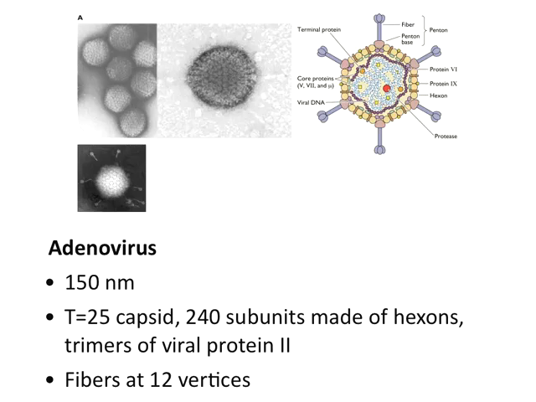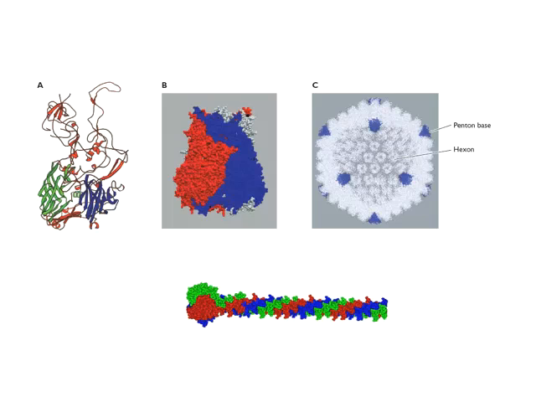So these are very large particles now, 150 nanometers, going up from 20 to 30, the smallest ones. These are T equals 25 now, so 25 times 60 would be the right number. And there are fibers at 12 vertices. This is the structure of some of the components of this virus particle. Here is the capsid. You can see the nice icosahedral symmetry. Here's a 5-fold axis of symmetry from which the fiber emanates. It's gone in this image.